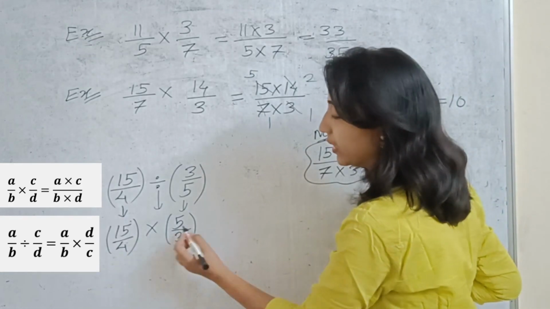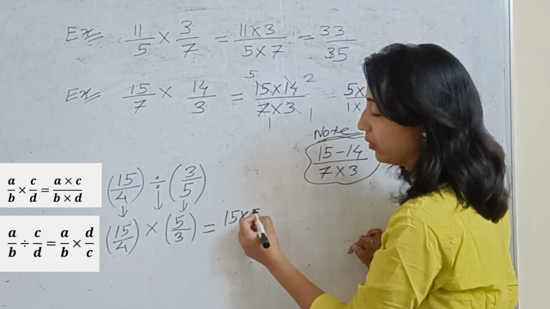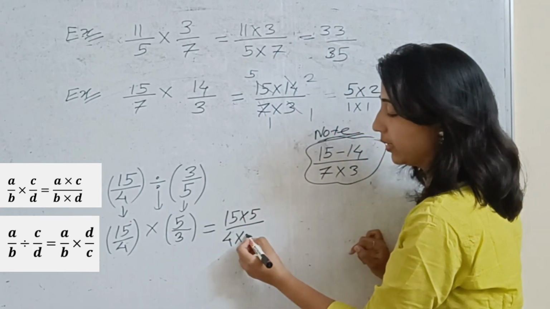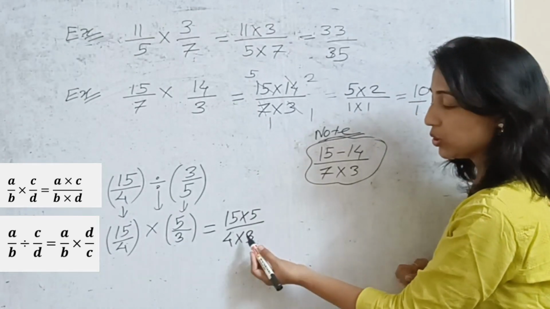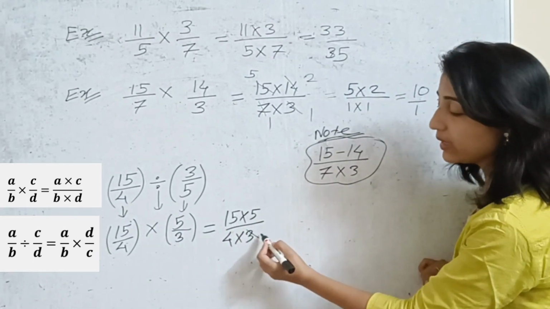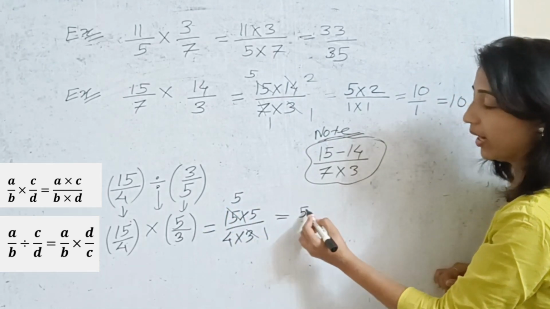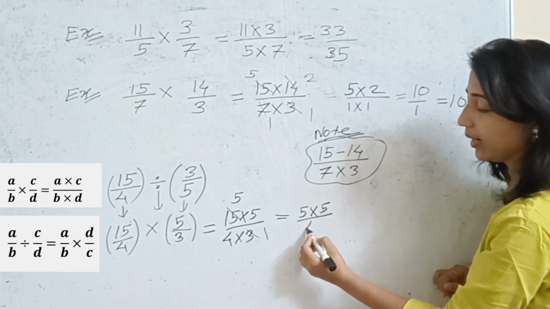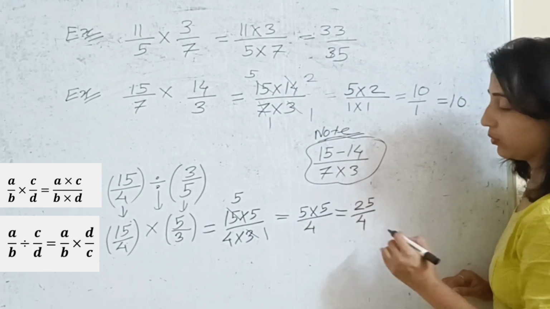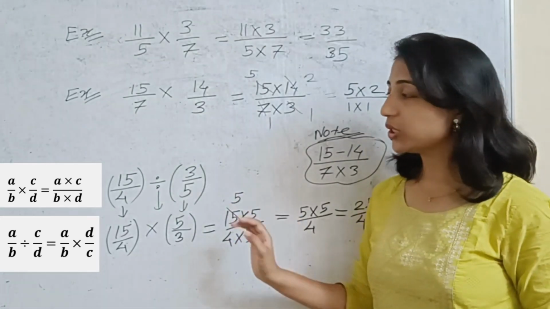Now as per the multiplication rule, the product of numerator directly, so 15 multiplied by 5, and the product of denominator directly, 4 multiplied by 3. These are multiplications, so numerator and denominator you can cancel out if possible. So 3 ones are 3, 3 fives are 15. So it is 5 multiplied by 5 divided by 4. So it becomes 25 by 4.